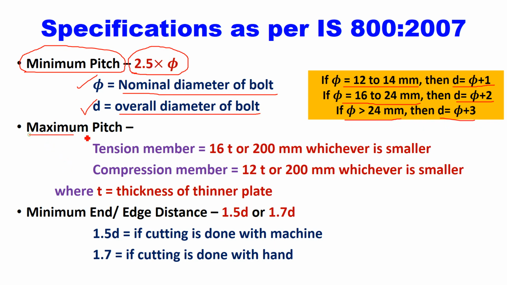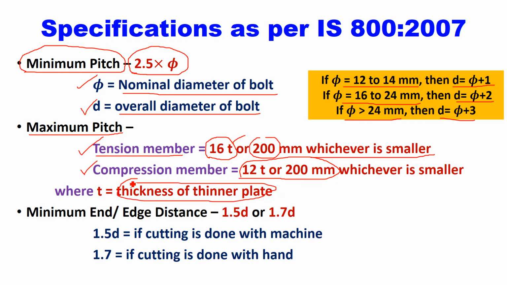Now what is the maximum value of pitch? The maximum value of pitch is different for tension members and compression members. For a tension member it is taken as either 16T or 200 mm, whichever is smaller. For a compression member, the maximum pitch is taken as 12T or 200 mm, whichever is smaller, where T is the thickness of the thinner plate. Thickness of the thinner plate means out of whatever plates you are connecting, whichever is thinner, that thickness you have to consider here.